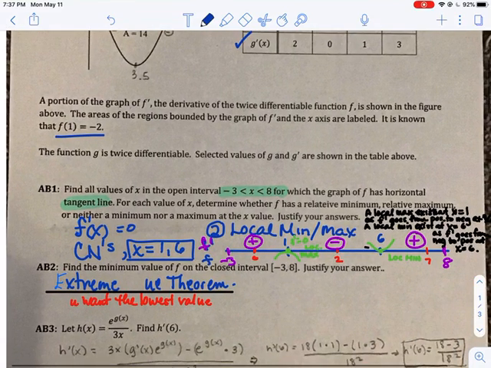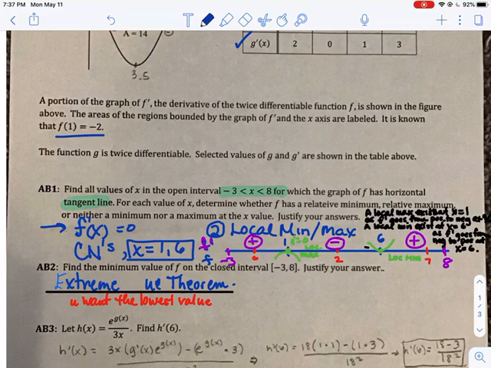So first thing I do with the AB1 is I look at the fact that we are looking at the open interval from -3 to 8, for which the graph of F has a horizontal tangent line, or more. For each value X, determine whether F has a relative minimum, relative maximum, or neither a minimum nor a maximum.